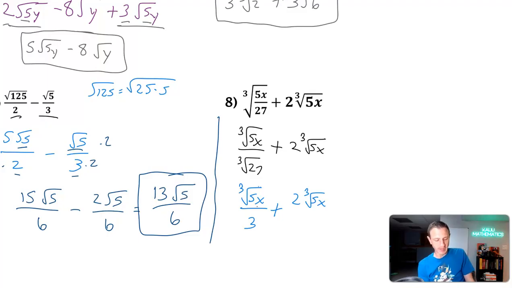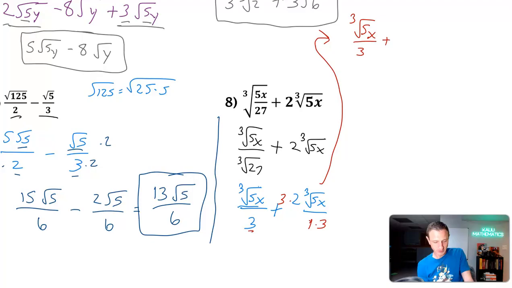Now I notice I have the cube root of 5x, and I have the cube root of 5x here. So those are like terms, but again, different denominator. Here I have a 3, so I have to multiply this by 3. This is 1, so 1 times 3. This is going to be 3. So that means I have the cube root of 5x over 3 plus 6 cube root of 5x over 3. Their denominators are the same, so I'm going to do 1 plus 6, which is 7, cube root of 5x, all over 3.